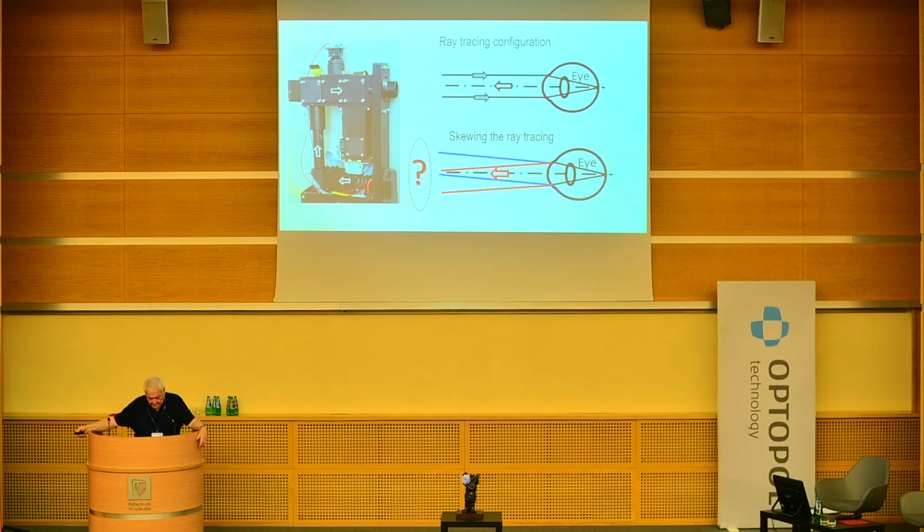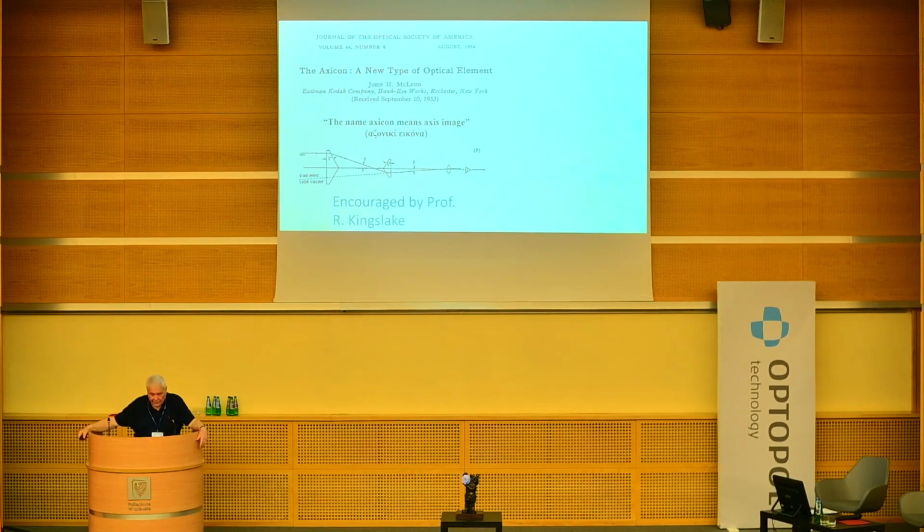How to do that? The idea came from the publication which was made by MacLeod in 1954 in the Journal of the Optical Society of America. He called this optical element axicon. Axicon means axial imaging. So axicon projects the image not into a point, but along the axis. So this is why it is called axicon.